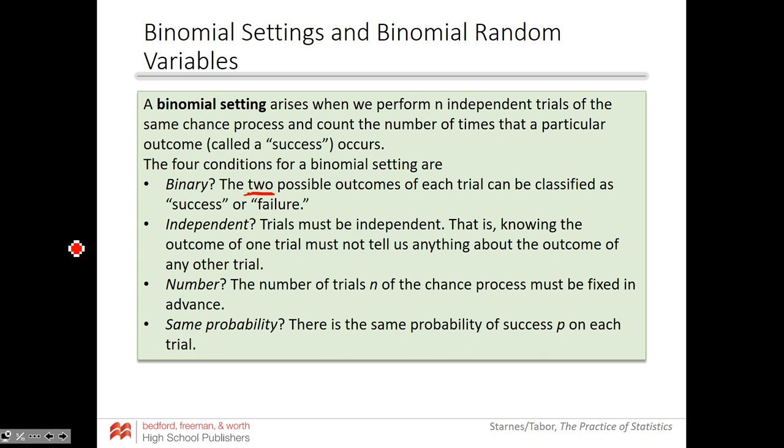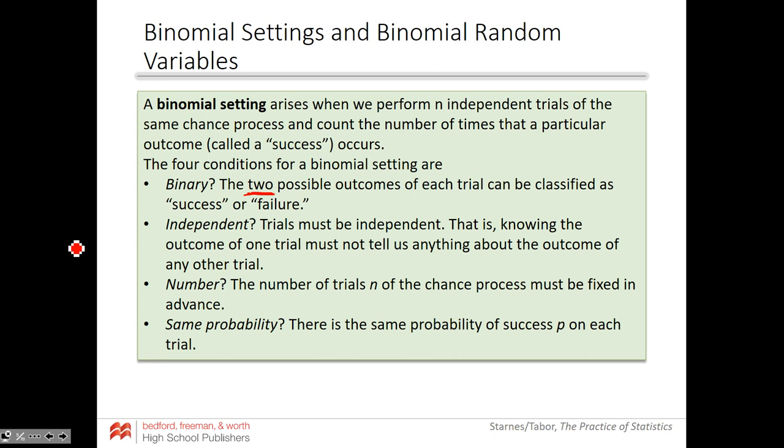So the second condition is independence. The trials must be independent. Knowing the outcome of one trial must not tell us anything about the outcome of any other trial. In the multiple choice quiz you took, there were 10 trials. So again, if I got the first one correct, that doesn't really tell me anything about whether or not I'm going to get the second one or third one or fifth one, etc. correct.